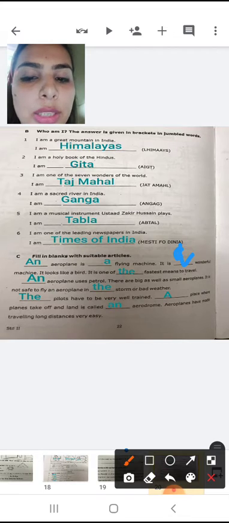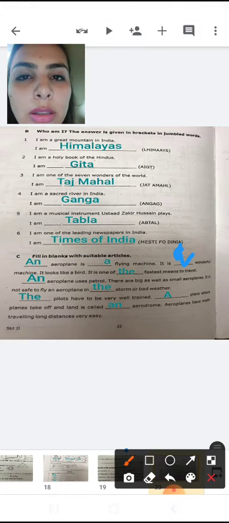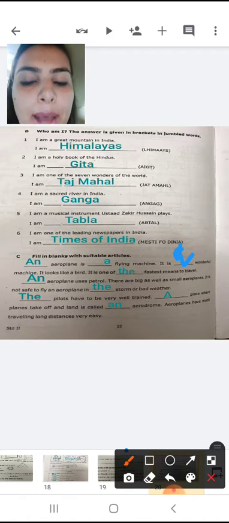Next is, it looks like a bird. It is one of dash fastest. Fastest is a particular word used for a particular thing. So it is one of the fastest means to travel. Next is dash aeroplane. Again, aeroplane we use N. An aeroplane uses petrol. There are big as well as small aeroplanes. It is not safe to fly an aeroplane in the storm or bad weather.